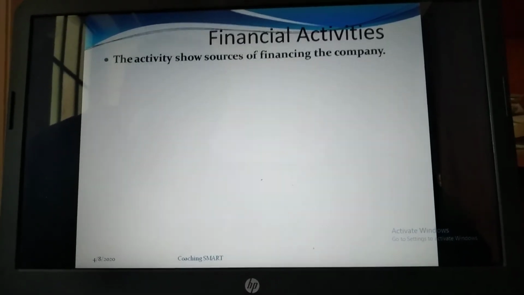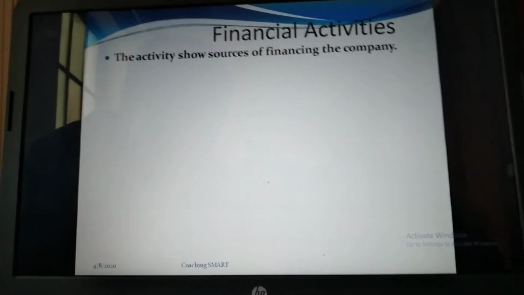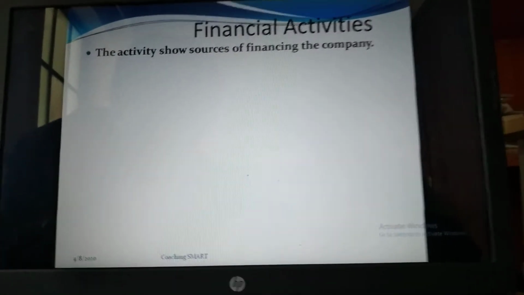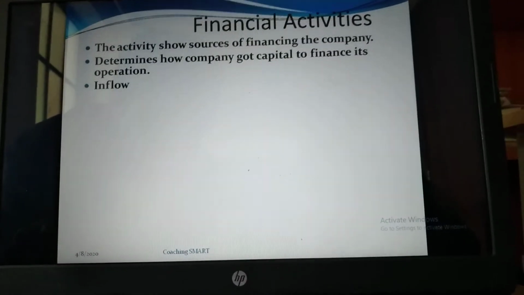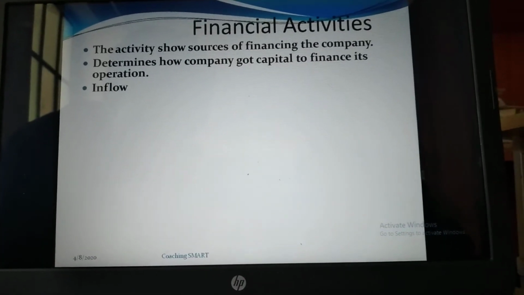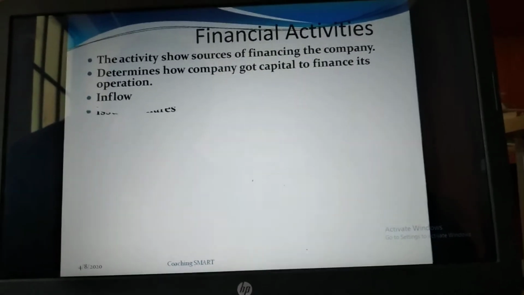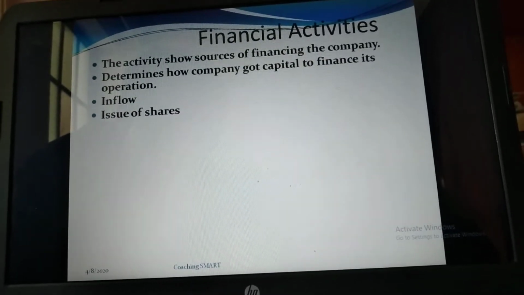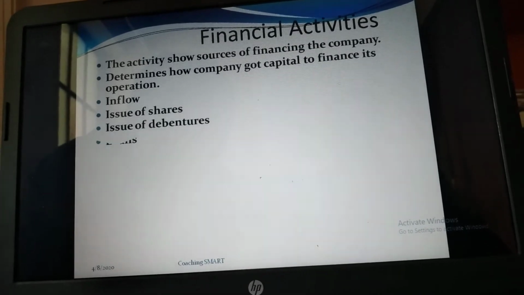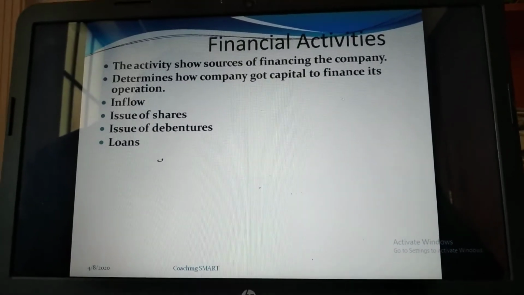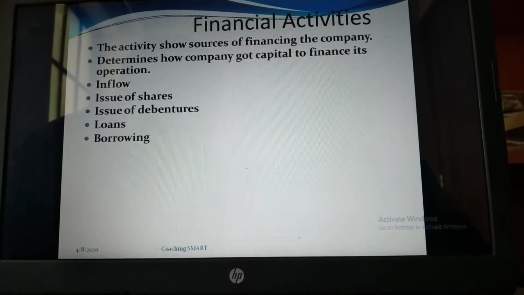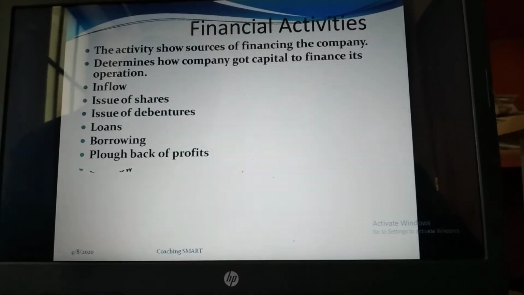Now we come to financial activities. What do you mean by financial activities? The activity shows the source of financing the company, which determines how the company got capital to finance its operation. Inflow: issue of shares, issue of debentures, loans, borrowings. So these are the ways in which cash can flow into the business.